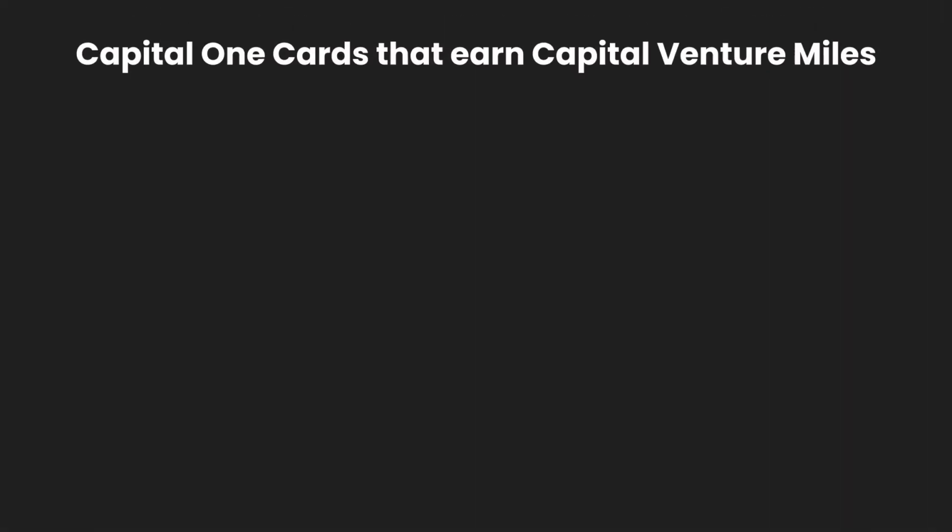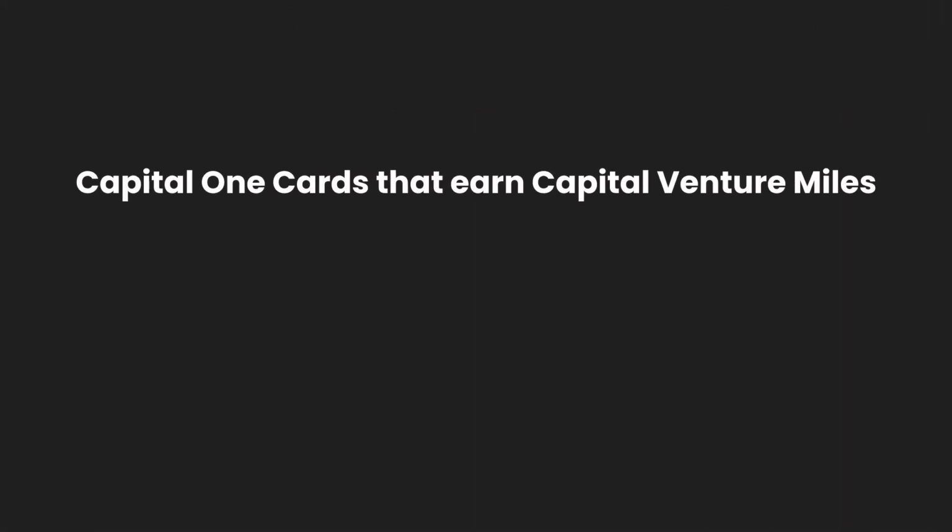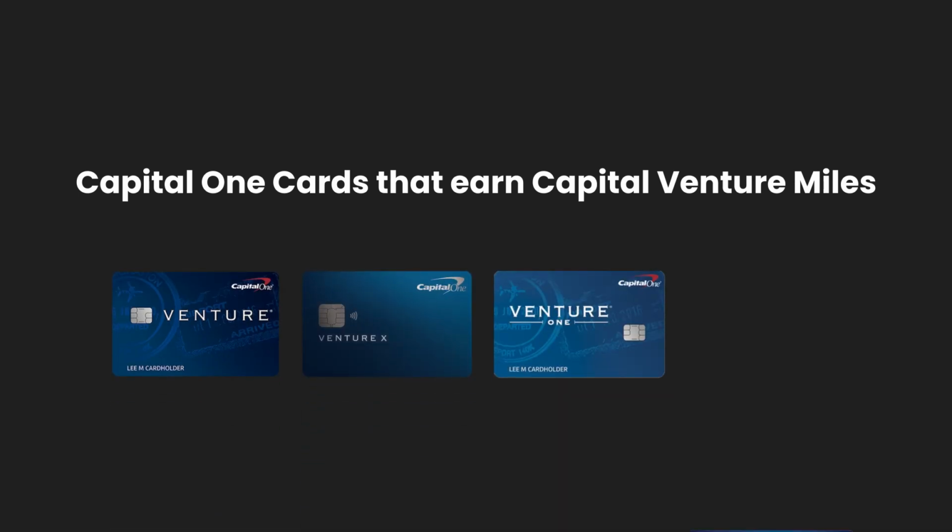First thing you need to know is that you need a Capital One Venture card that has the ability to transfer points out to its transfer partners. The Capital One cards that earn Capital One miles that you can transfer out to its transfer partners: the Capital One Venture Rewards, the Capital One Venture X, the Capital One Venture One, Spark Miles for Business, and the Spark Miles Select for Business. You need to have one of these cards to be able to transfer Cap One miles out to its transfer partners.